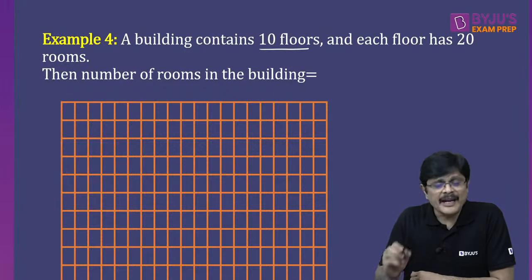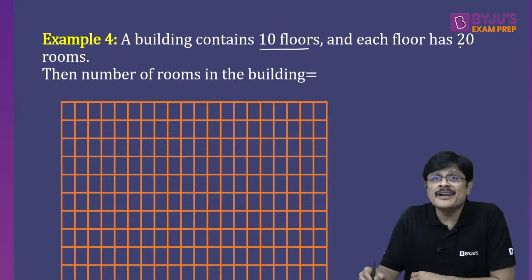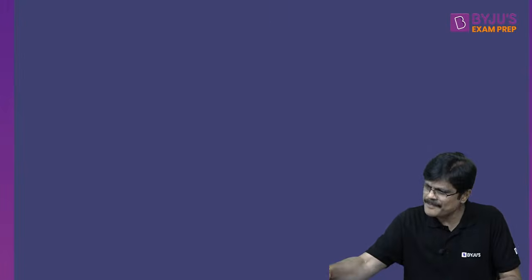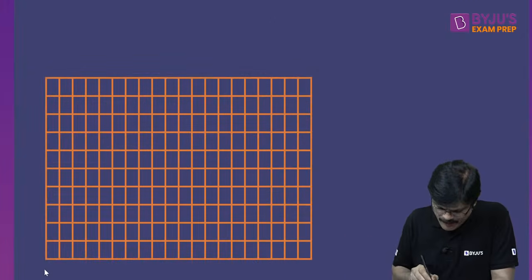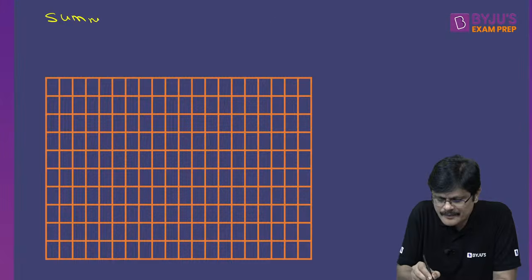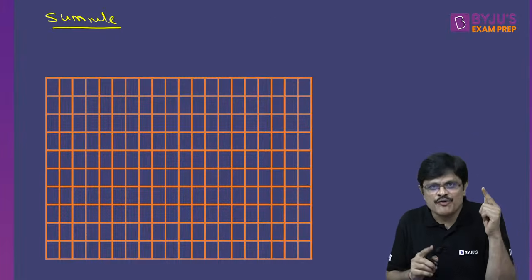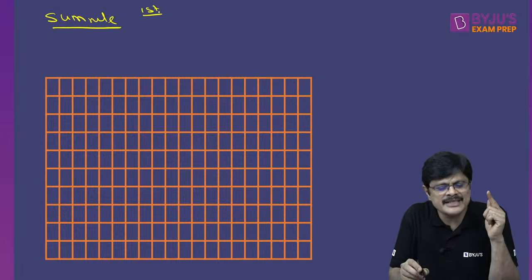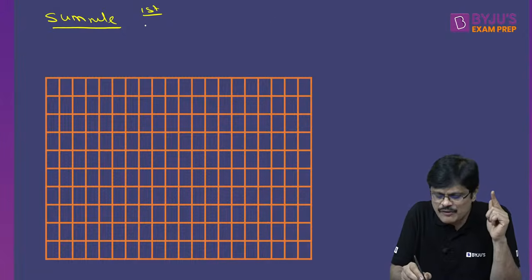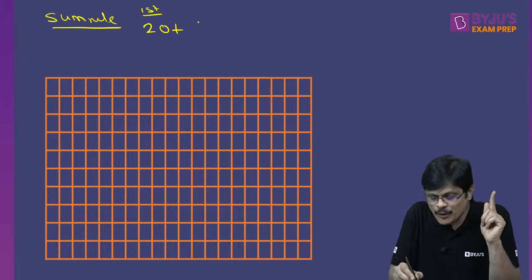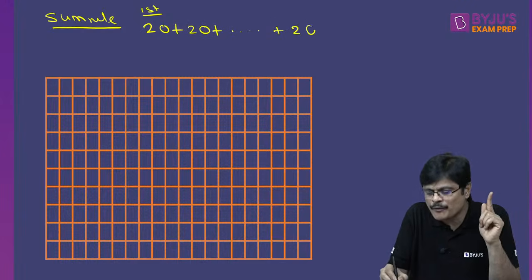Now look here, the number of rooms. See, my dear friends, 10 floors. Each floor is having 20 rooms. Suppose I want to solve this problem using the sum rule. Same problem, the number of rooms you want to calculate. See, you can select a room from the first floor. On the first floor, how many ways can you select a room? Correct, because each floor is having 20 rooms. Or you can select a room from the second floor, or from the third floor. Like that, you can select a room from the 10th floor.